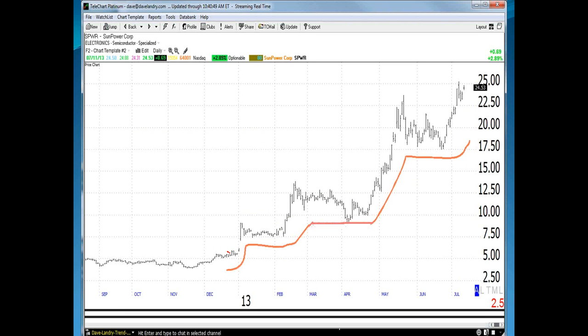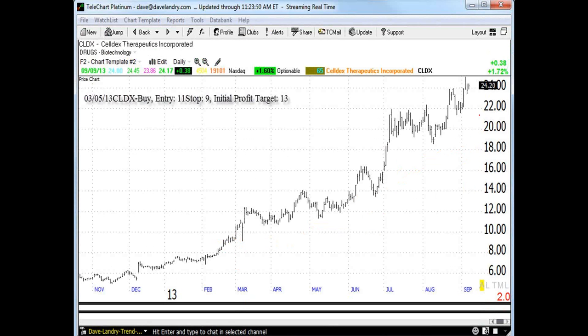to keep you in that position for a long, long time. This one triggered right around here, and we got a nice little pop out of it within a few weeks, better than poking in. I think it's about a 30% move. And then through trailing stops, you're able to ride out the longer term trend. And that's where the real money is, okay?